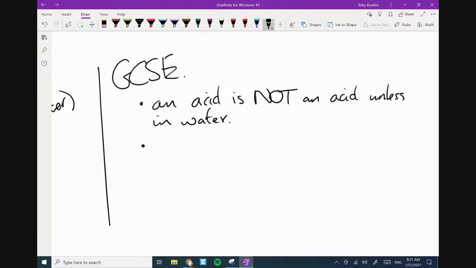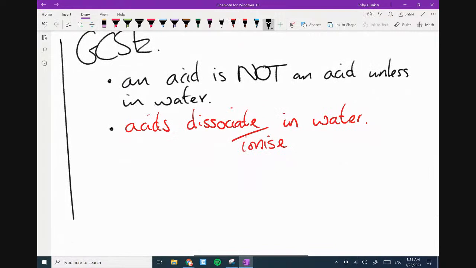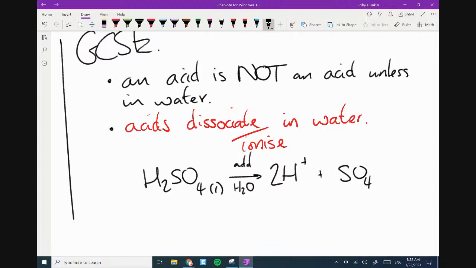Thank you. They dissociate. We know, unless it's in water, acids dissociate or ionize, whichever one you prefer, in water. And we wrote this equation. Marcellus remembers us doing this. Sulfuric acid is a liquid. It's a sticky, thick liquid. We now put it into water. We add to water. And what happens is I now form these two ions. They dissociate. No water, no dissociation, which means you have no H+.